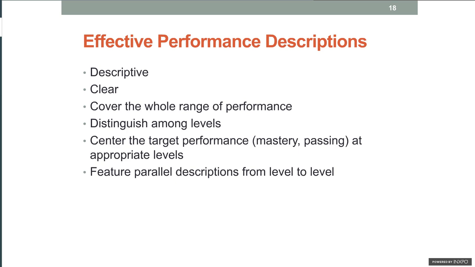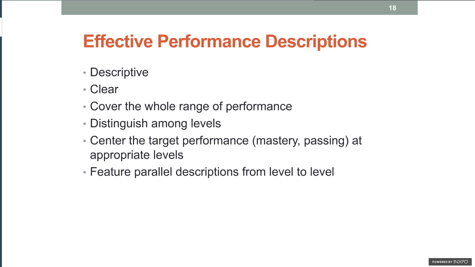Effective performance descriptions are actually descriptive as opposed to evaluative. So you don't say you have a good topic sentence. You say you have a topic sentence that clearly lays out what the paragraph is about, or something like that. They're clear to the student. They cover the whole range of performance. They distinguish among levels, like the math one you just saw. What makes the 2 better than the 1? What makes the 3 better than the 2?